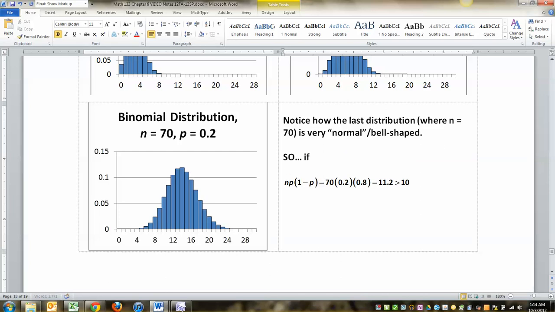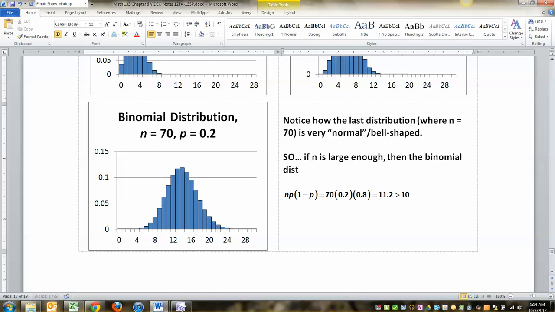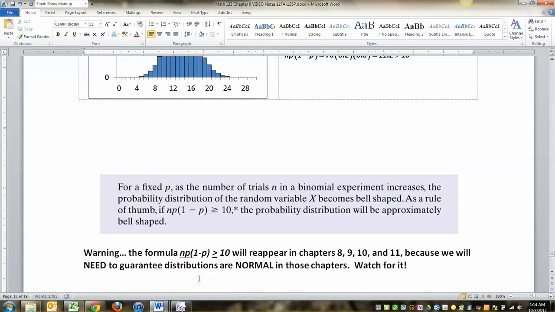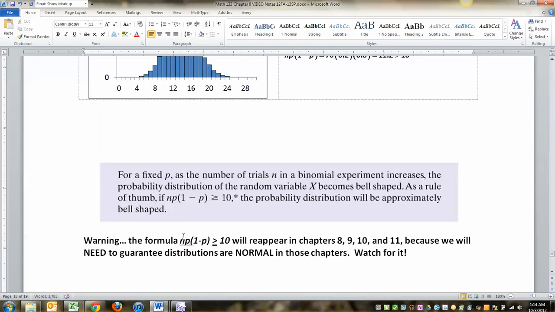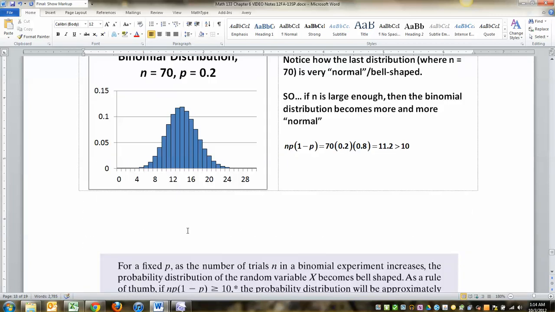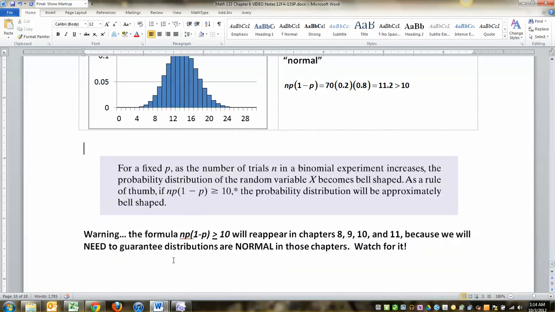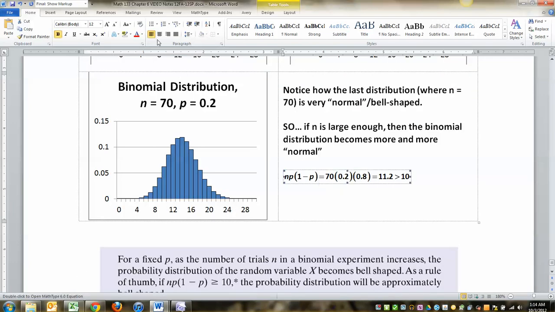So if n is large enough, then the binomial distribution becomes more and more normal, right? Now, how large is large enough? Well, differing books differ. Every textbook would say a slightly different answer. But for our purposes, we're going to follow what's down here in the bottom box. Namely that n times p times 1 minus p has got to be greater than or equal to 10. In our case, I put it right here. n times p times 1 minus p was 70 times 0.2 times 0.8. That's 1 minus 0.2. And that was 11.2.